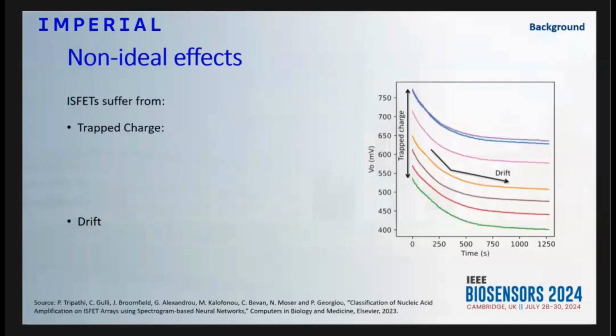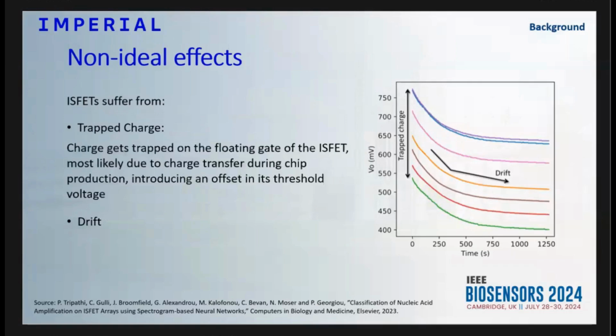Like all things in the world, ISFETs suffer from non-ideal effects like trap charge and drift. Trap charge is a charge that gets trapped on the floating gate of the ISFET, most likely due to the charge transfer during chip production, introducing an offset in its threshold voltage. So here on the right, you have a picture of the same array. While all the pixels are part of the same array and are seeing the same pH level, you can see the offset that's present due to trap charge.